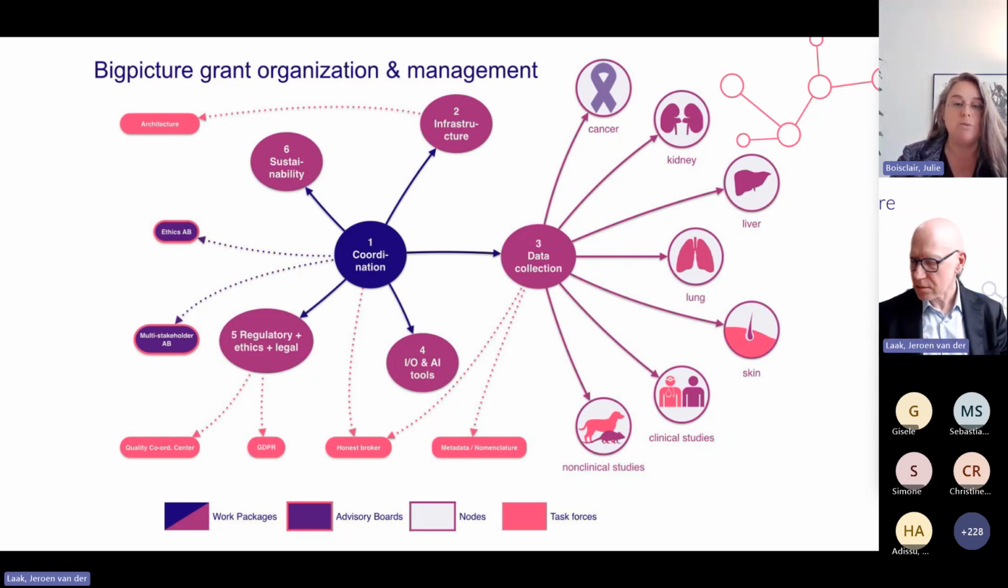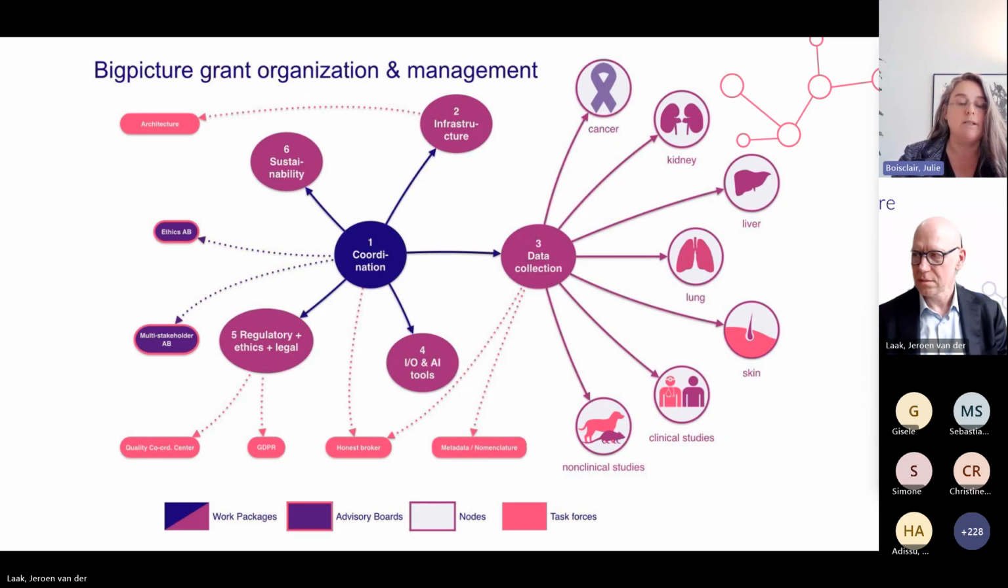We have also one group that is working on the metadata and the nomenclature. This is as well a very big success that we have had, to be able to have a kind of standard in the type of metadata that is needed for computational pathology.